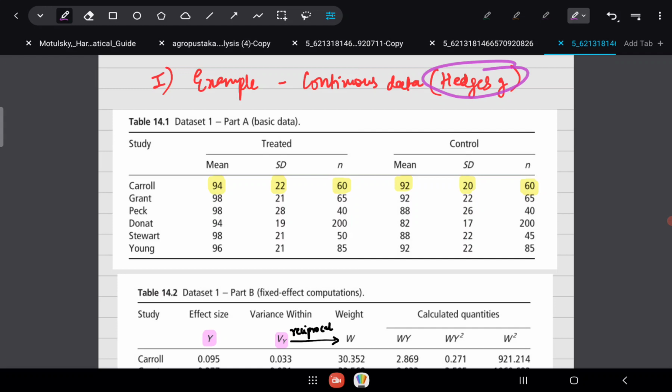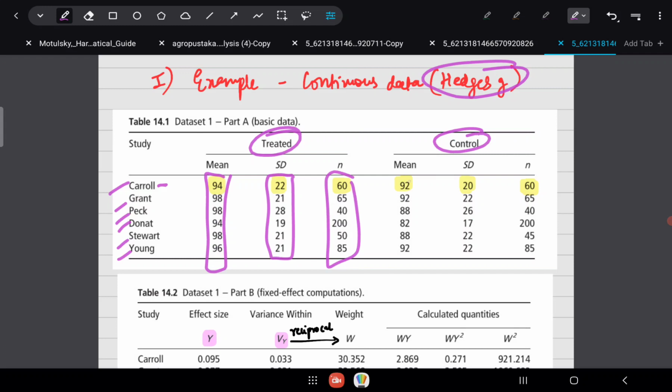So the studies are, these are all the studies, 6 studies, and this is the mean effect that has been reported, this is the standard deviation, and this is the sample size of the treated group. Similarly, in this Carroll study, this is the control group, this is the mean of the control group, the standard deviation of the control group, and the sample size of the control group. So the first step is you have to calculate the Hedges G, of course, which is your effect size index that we have decided to compute in this case.